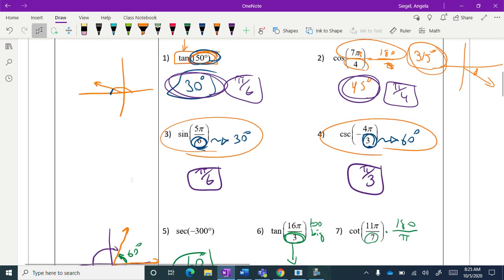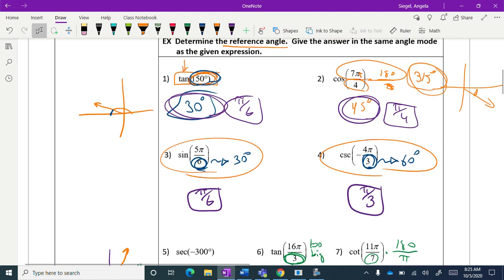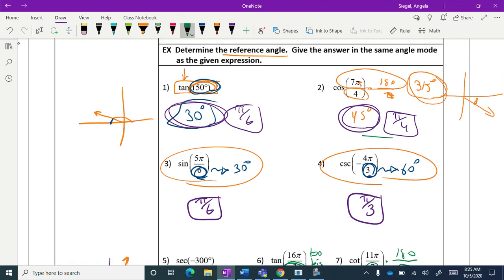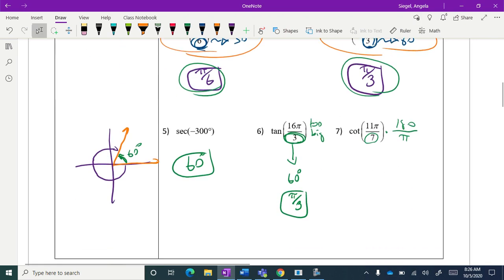Okay, so let's go through this. This one ended up being pi over 4. This one pi over 6. This one pi over 3. This one was in degree mode, so I'm going to keep it in degrees. So again, just stay consistent. This one had a rotation in it, so it's really too big, but I knew that it was still over 3, so it's a 60-degree angle, so I said pi over 3.